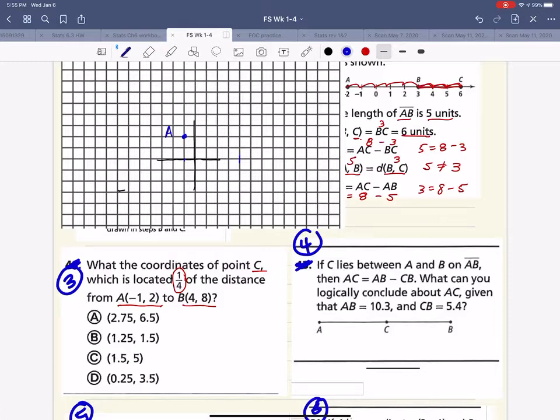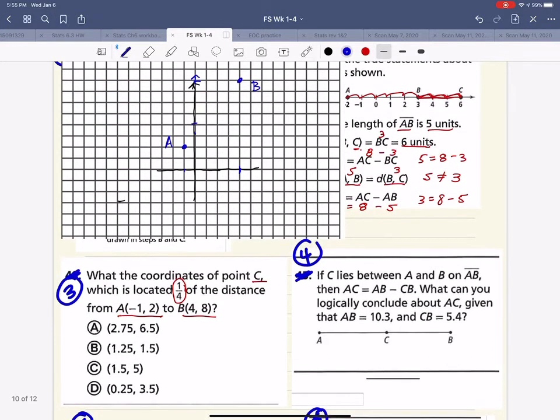So 4 and then 8. So I'm going to go up to 8. So 4, and then all the way up to 1, 2, 3, 4, 5, 6, 7, 8. Okay, so all the way up here, B. So they're saying what is the coordinate of C, which is located a quarter of the distance from A to B?